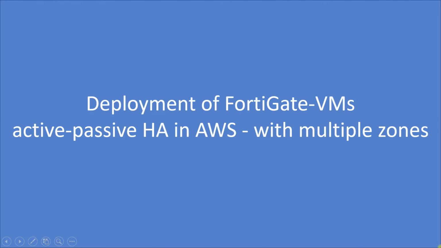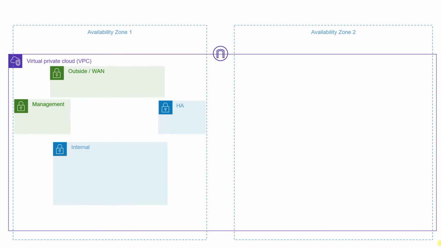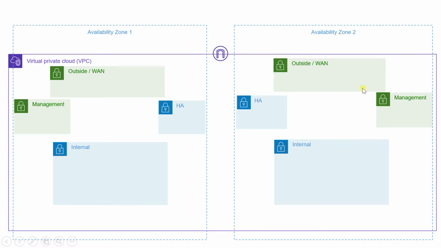Hello friends, in this AWS lab we are going to see how to configure FortiGate VMs in HA with multiple zones. So we'll take one VPC. Usually VPCs can spread across multiple zones, but we'll take only two zones in this case. So in first zone we'll create four subnets: one is outside subnet, HA management subnet, and internal subnet. In a similar way we'll create another four subnets in another availability zone.